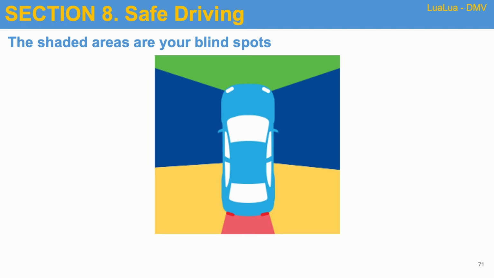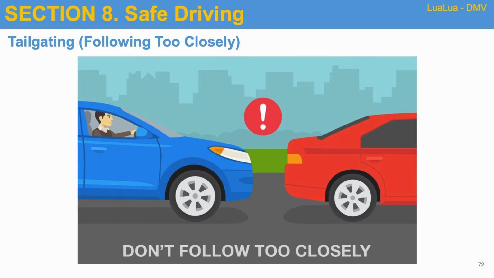Scan your surroundings. To give yourself time to react, avoid last-minute moves and hazards. Always keep your eyes moving, and scan the road at least 10 seconds ahead of your vehicle. Tailgating, following too closely. Tailgating makes it harder for you to see the road ahead because the vehicle in front of you blocks your view.